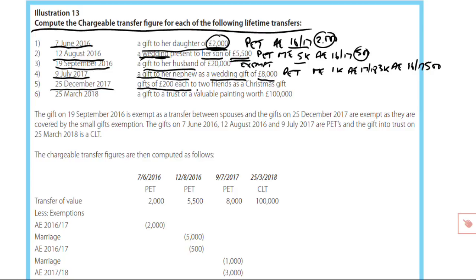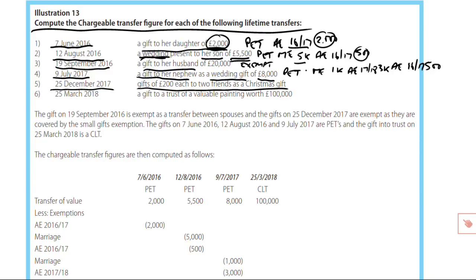A gift of £200 each to 2 friends as a Christmas gift. Yeah, £200 each to 2 friends. 200. That does not exceed £250. Therefore, it is a small gift.